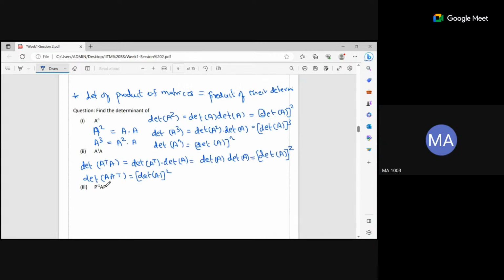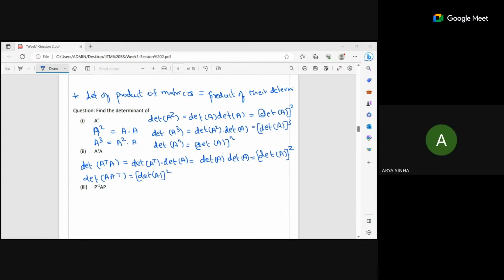How can you find the determinant of this? P inverse and P cancel? P inverse times P equals I straight away, identity matrix? No, in between there is another matrix. Which property do we have to use here? Can anyone say it correctly?